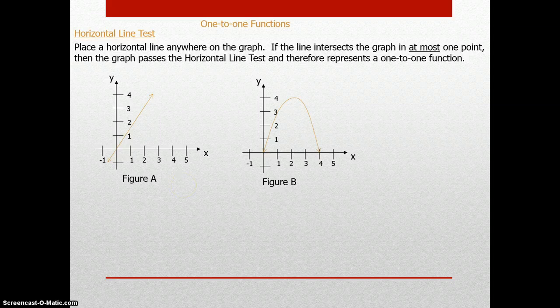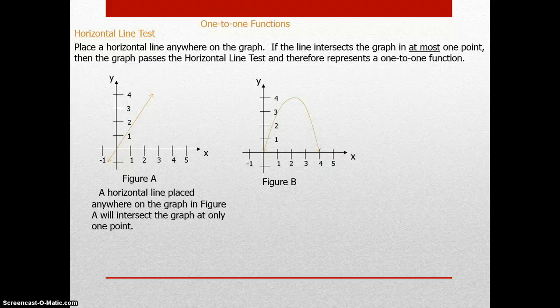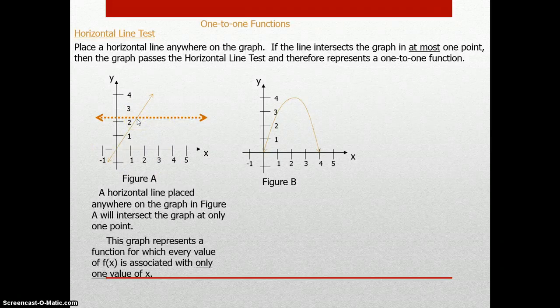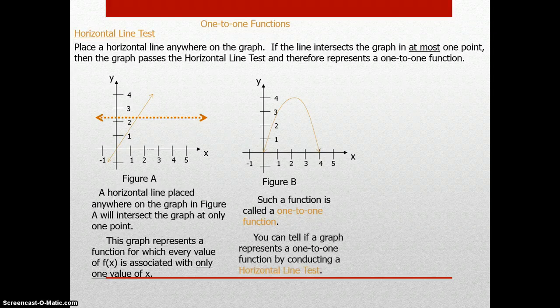So, figure A. If I was to place a horizontal line, remember horizontal lines are parallel to the x-axis, it will intersect, as you can see, one spot. This graph represents a function for which every value of f of x, which is my output, is associated with only one value of x. Such functions are called one-to-one. So when the output is just associated to one value of x. And again, you can tell if a graph is one-to-one by just doing a horizontal line test.